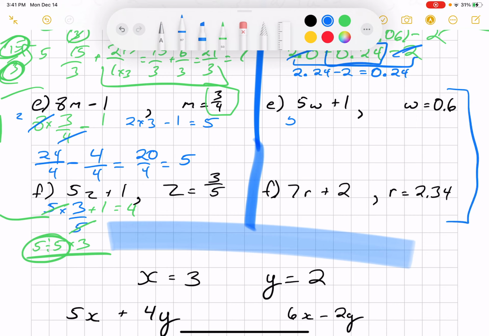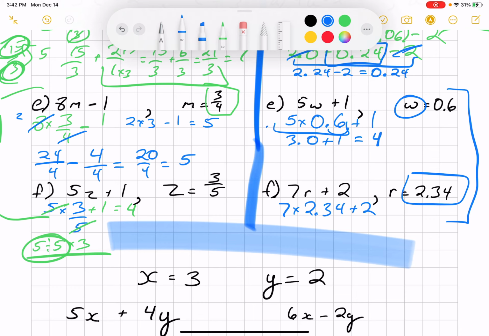I'm going to get you to pause and do these, and then come back and check and make sure that you're doing it correctly. So if you're struggling with this, come straight to the help session. All right, so I have 5 times 0 decimal 6, right? Because it substitutes in for the W, plus 1. So starting from left to right, I do my multiplication first. So that's going to be 1 decimal place, right? So this is 30. So it's 3 decimal 0 plus 1, which is going to be equal to 4.